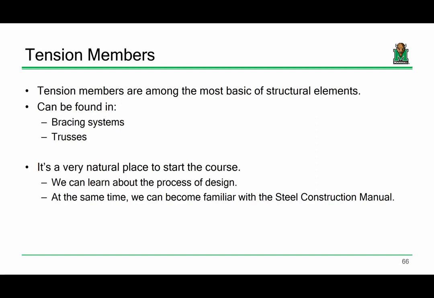Well, first off, they're not unused at all. If you have a truss, some of the elements are in compression, some of them are in tension. So you are going to see tension elements there, and you're going to see them in braces in buildings. But why do we start with tension members? Because theoretically and conceptually, they're the easiest to start with. They're not difficult. Sigma equals P over A, solve for A. That's it.